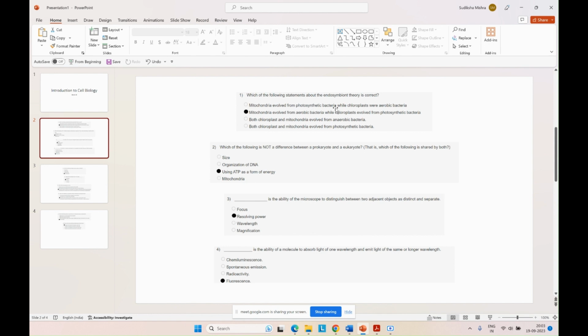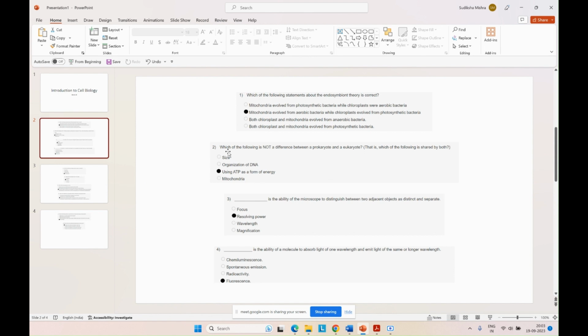Mitochondria evolved from photosynthetic bacteria while chloroplasts were aerobic bacteria. It's wrong, because mitochondria evolved from aerobic bacteria, which is why they can perform the electron transport chain and all that. And chloroplasts evolved from photosynthetic bacteria and therefore have chlorophyll inside and can perform photosynthesis. The other options are also incorrect.